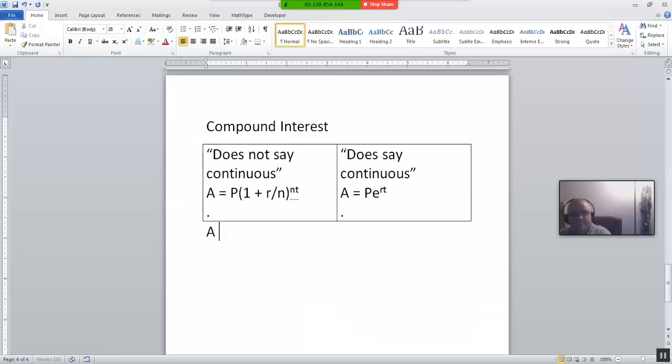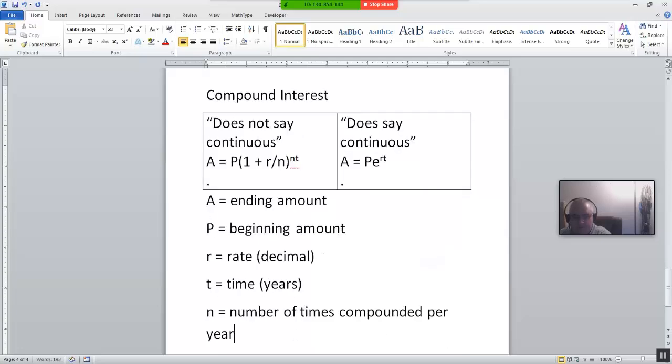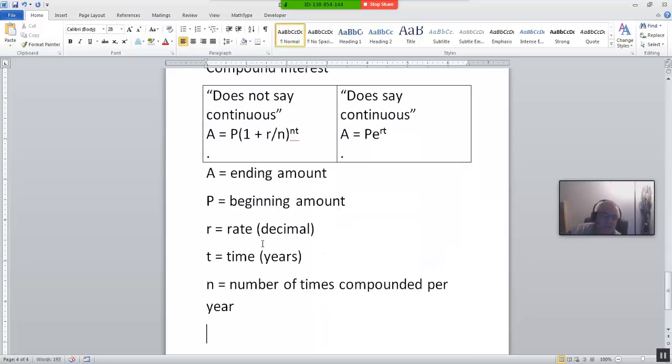Now, A is our ending amount. P is our beginning amount. R is our rate, and it's in decimal form. T is our time, and it's in years. And N is the number of times compounded per year. That's a fancy business term.